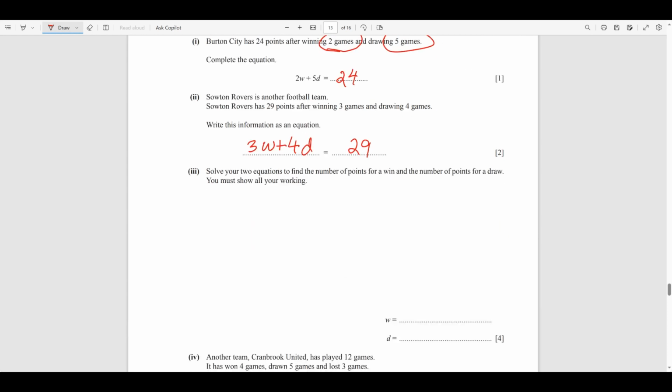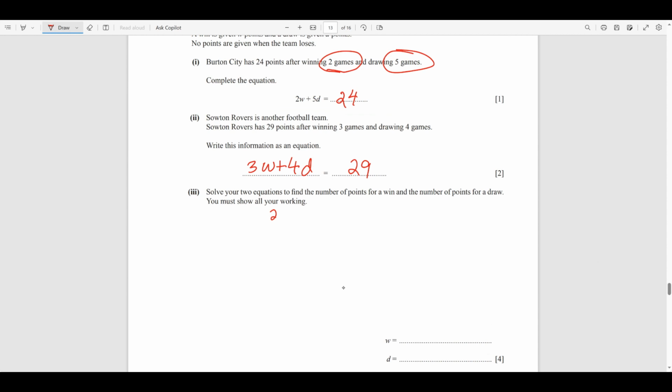Okay, so this is simultaneous equations. 2W plus 5D is equal to 24, and 3W plus 4D is equal to 29. I'm going to use the elimination method. So I'm going to multiply the first equation by -3, and I'm going to multiply the second equation by +2. Let me rewrite the equations.